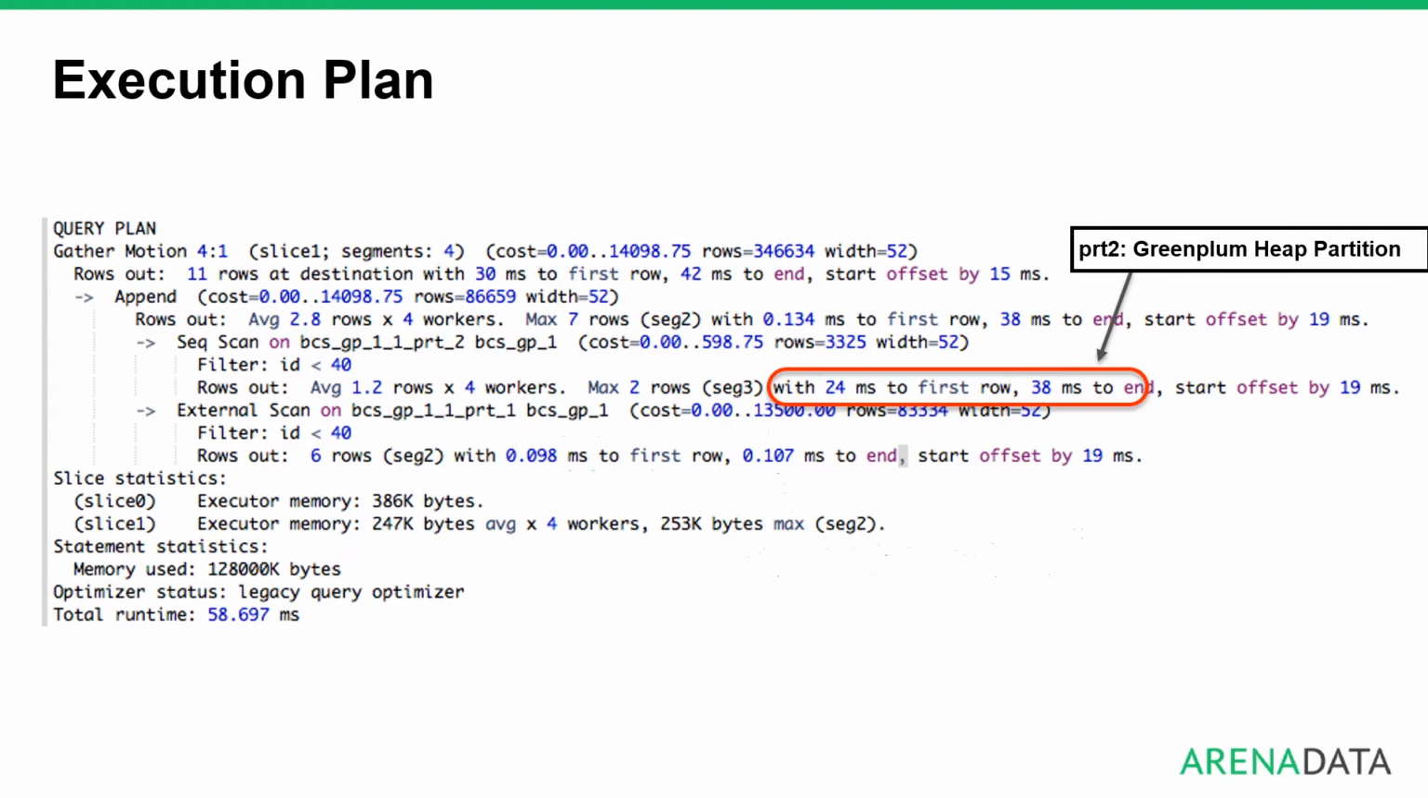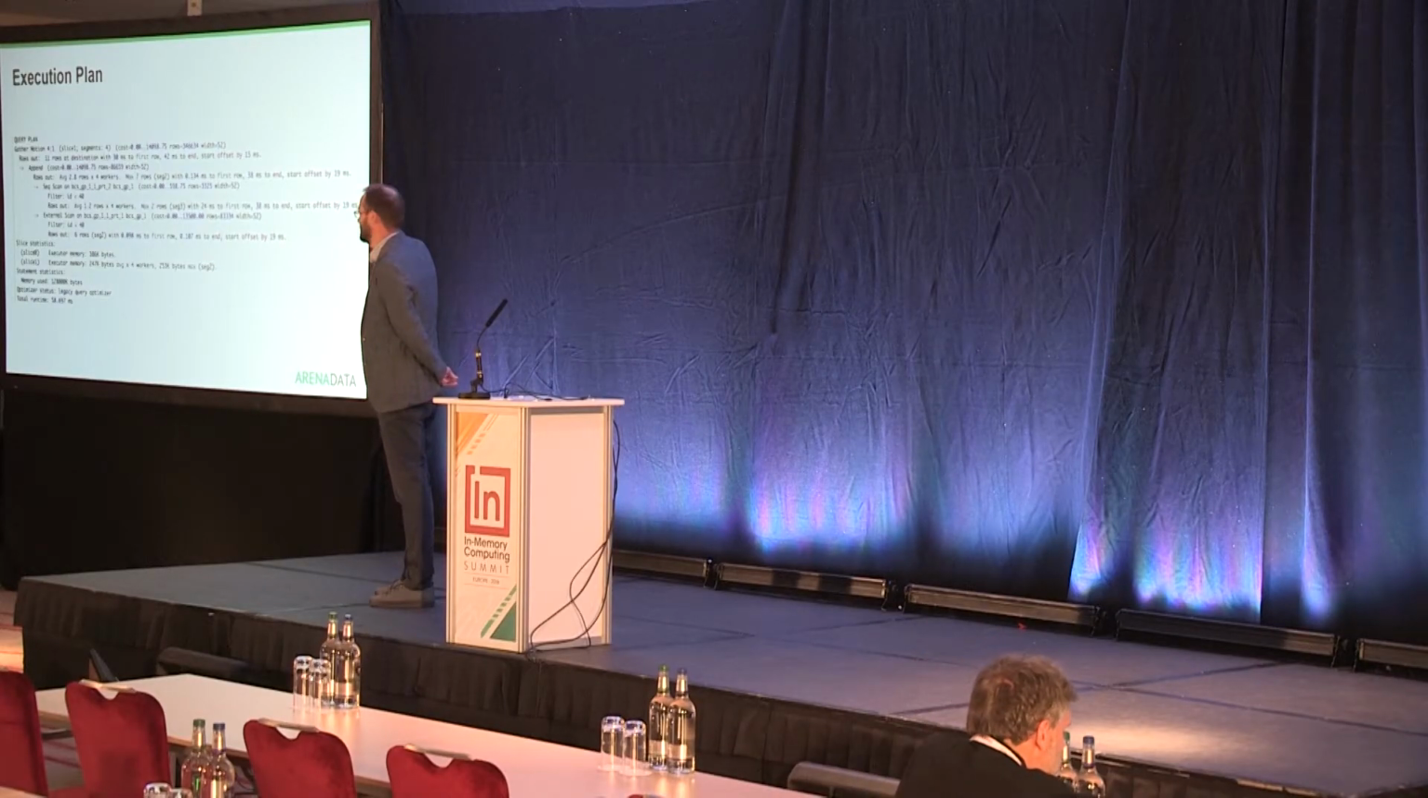So it's a very simple query, and there is the execution plan of this query. When we select all records from this heterogeneous table with the criterion where ID is less than 14, Greenplum queries just two partitions.